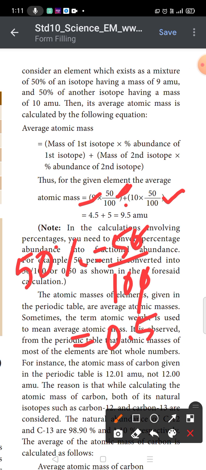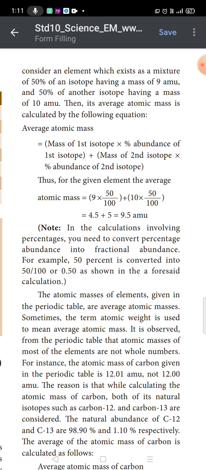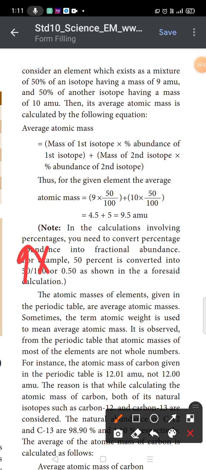0.5, because in the denominator there is 10. So what will happen? In the whole number 5, the point will move forward. So 0.5. When the whole number is divided by 10, we will get a decimal, which is 0.5. That's all. So we get here 9 into, 9 is the atomic mass of the first isotope, and 50 by 100, now we got 0.5, plus 10 into, again 50 by 100 will get 0.5.